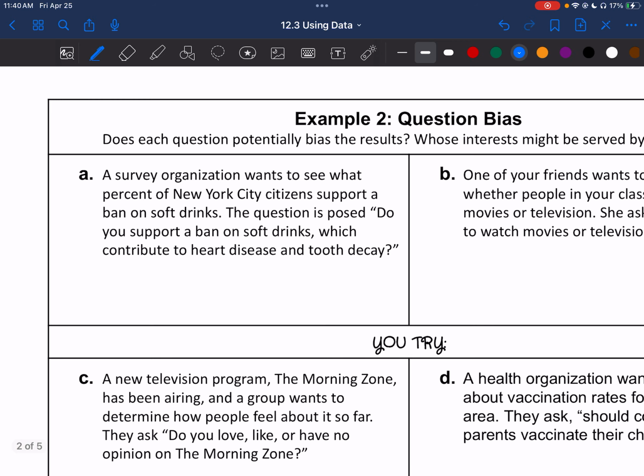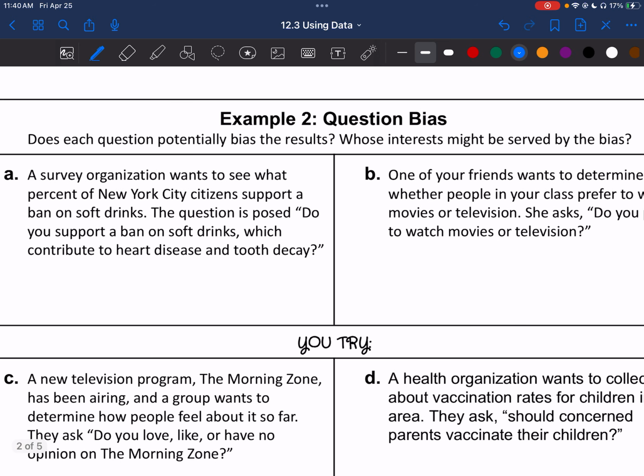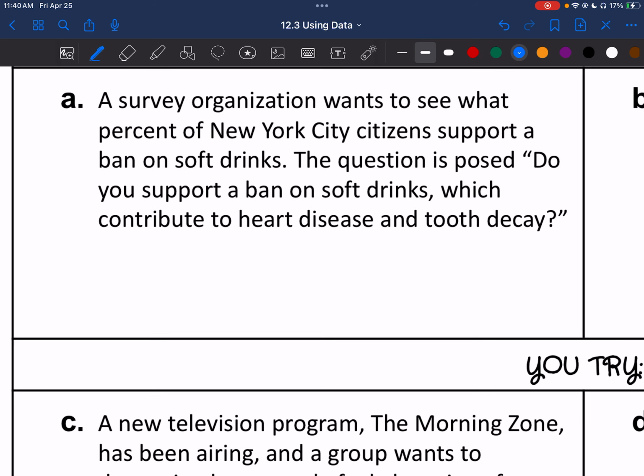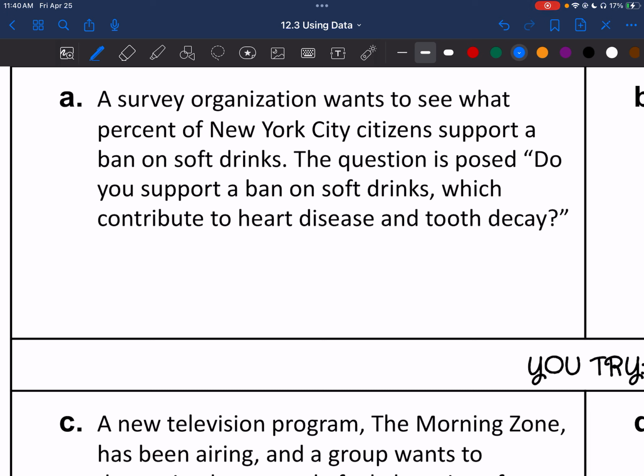All right. Example two, we're going to look at question bias. Does each question potentially bias the results? And whose interests might be served by the bias? That's an important sub thought to have on these: what is the purpose of the bias?